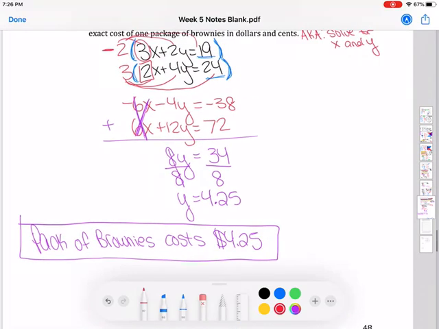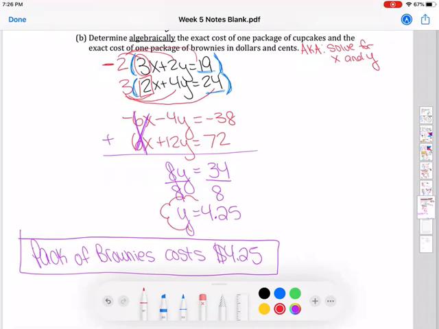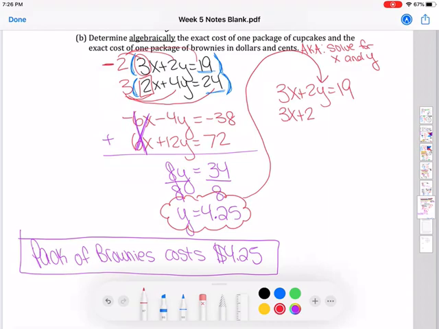Now, even though it's a word problem, it's really the same kind of process. I now need to use that y value I just found and plug it in so that I can find x, or the price of a pack of cupcakes. So it doesn't matter which equation you use. I'll use the top one. Looks easier to me. And to find x, I'm going to plug in what I just found for y in place of y. So the 3x stays, the plus 2 stays, but 2 is being multiplied by y, so in place of y, I'm going to plug in $4.25, and I bring down the equals 19.